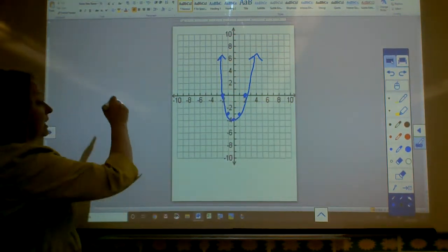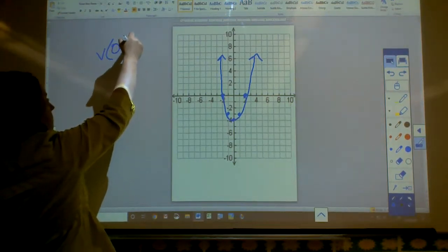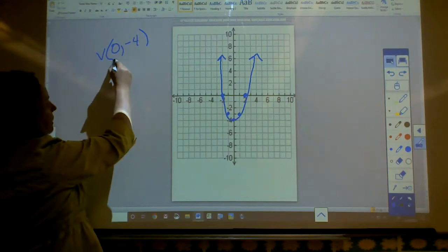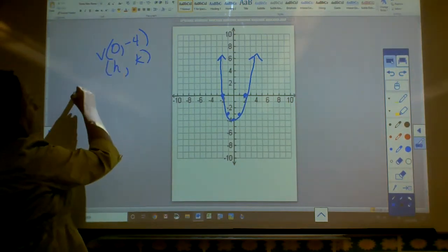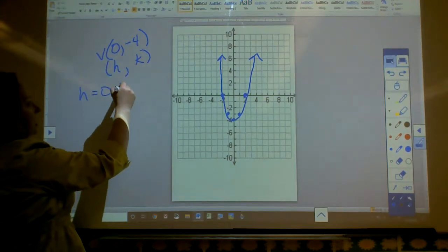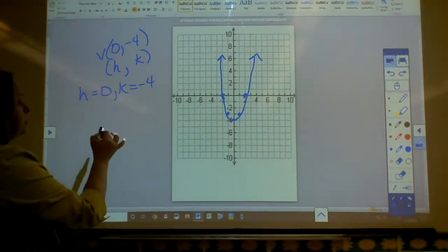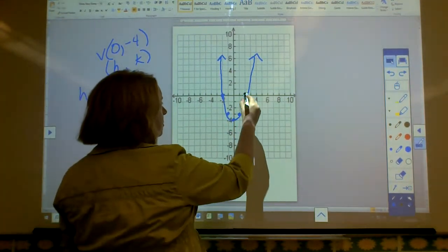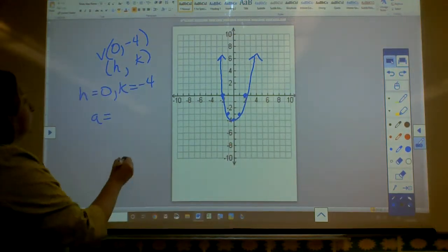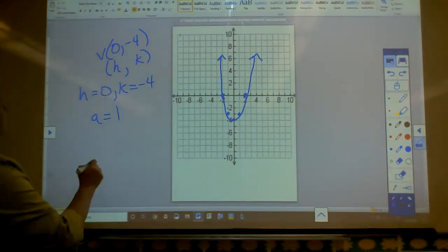Okay, so my vertex here is (0, -4). So I automatically know what h and k are. h equals 0, k is -4. So that's going to help me. I also know my a value here because it's following the 1, 3, 5 pattern. So a is going to equal 1. And so now I just fill it into my equation.